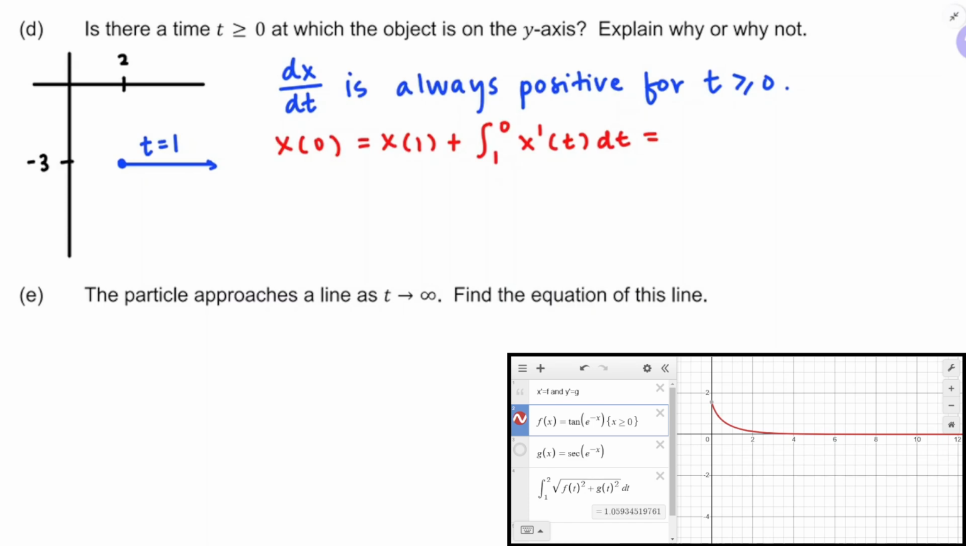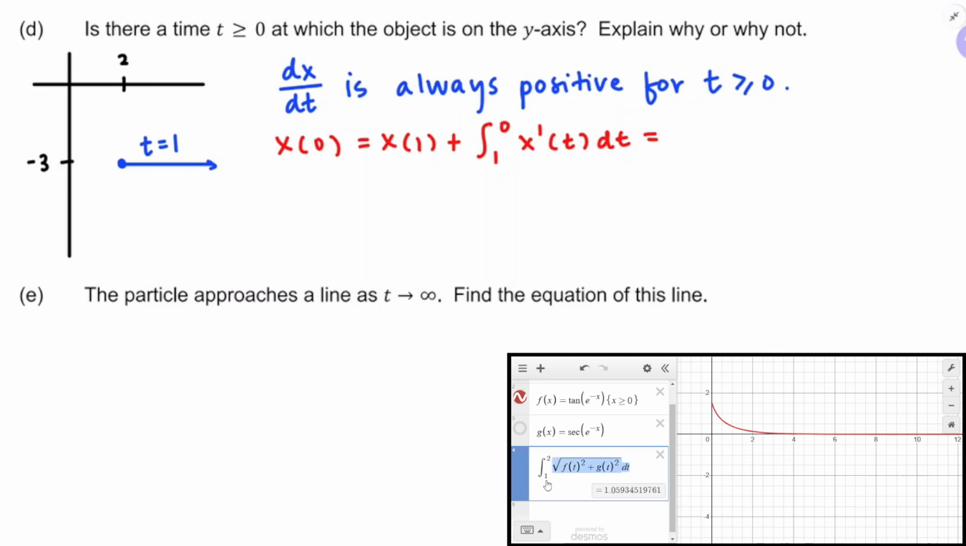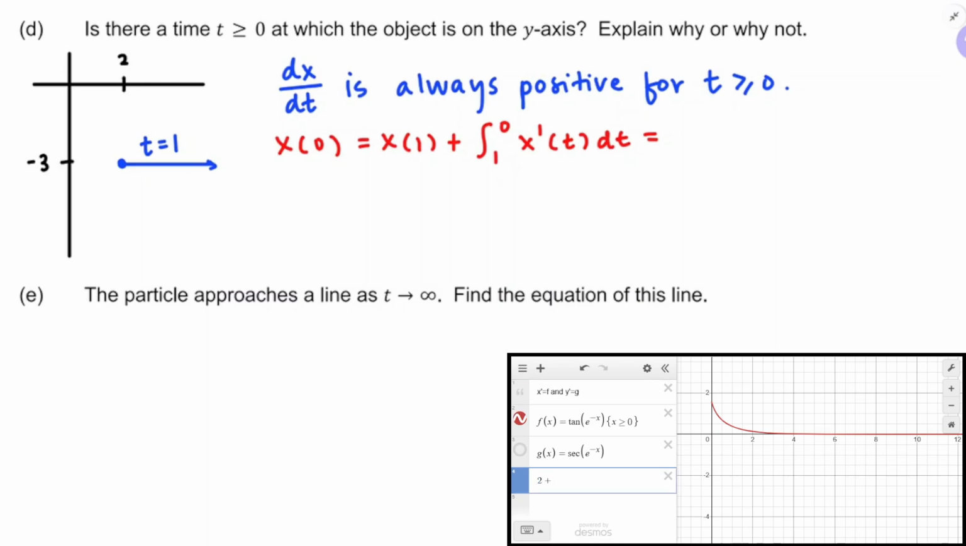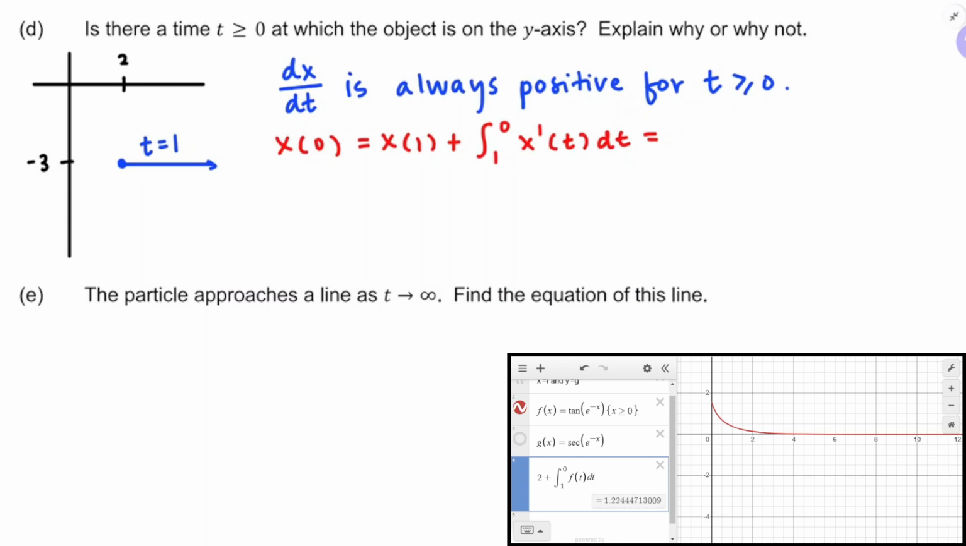Okay, we'll definitely be able to use the calculator for that. So I'm going to say x of 1 was equal to 2 plus the integral from 1 to 0 of, not x, that was f of t dt. Get 1.224, yeah, okay, 1.224, I wonder if that was going to happen. This is greater than 0. I actually hadn't worked this one, I just knew that I was going to have to analyze dx/dt. All right, so this is greater than 0.